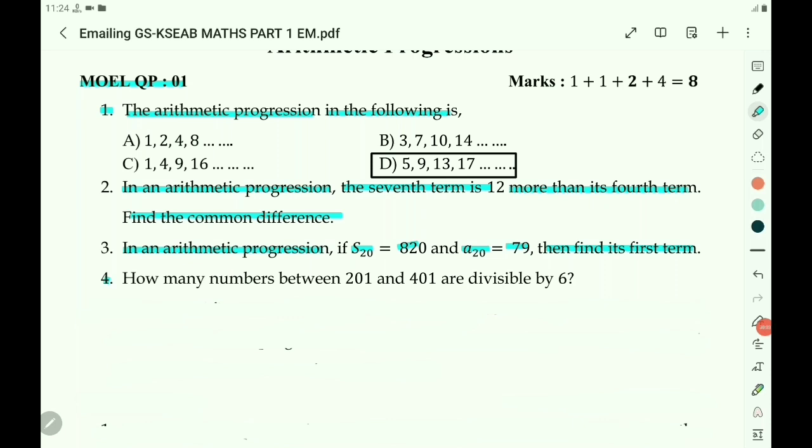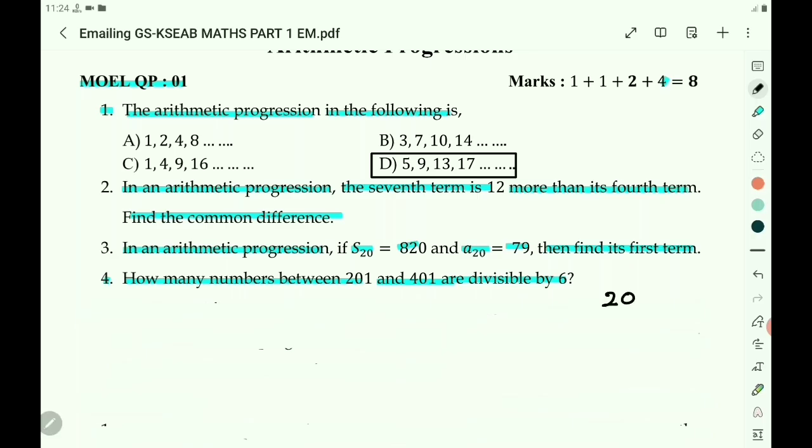Come to the fourth question. How many numbers between 201 and 401 are divisible by 6? It is a 4 marks question. Now, the numbers between 201 and 401 which are divisible by 6. Here, the number is after 201 and before 401. It must be between 201 and 401, means it must be after 201 and before 401. So after 201, which number is divisible by 6? That we have to find out.